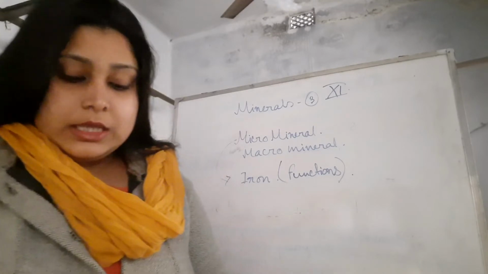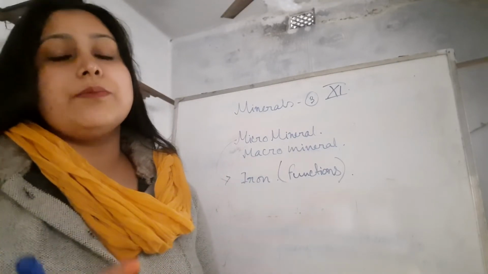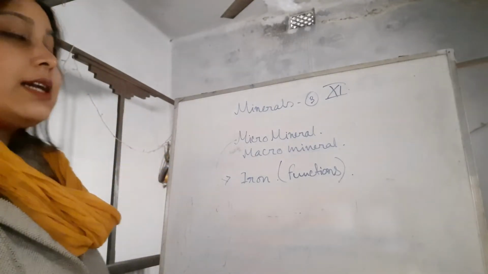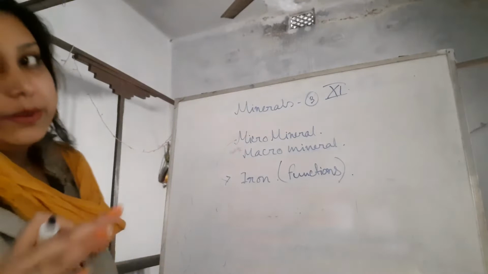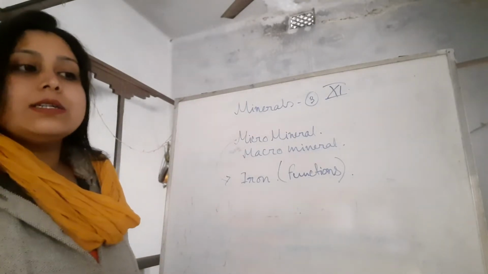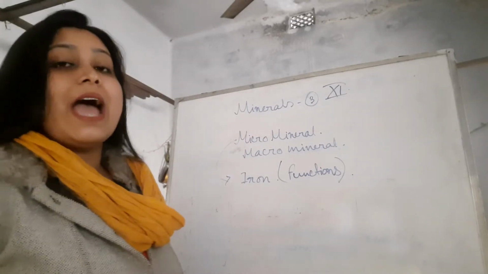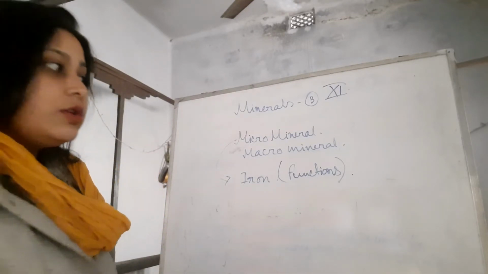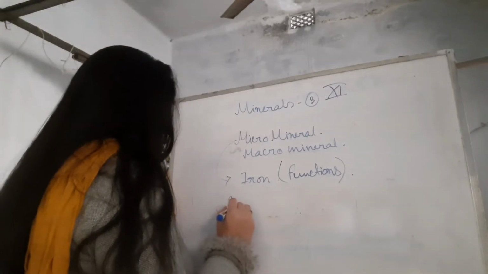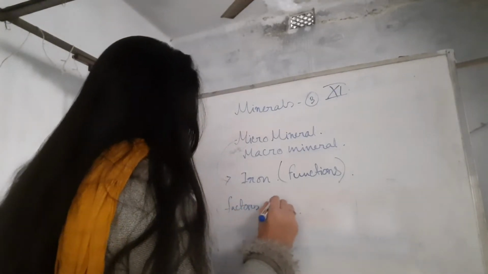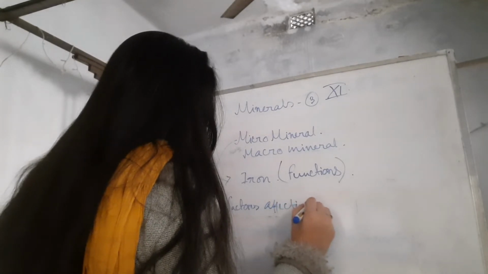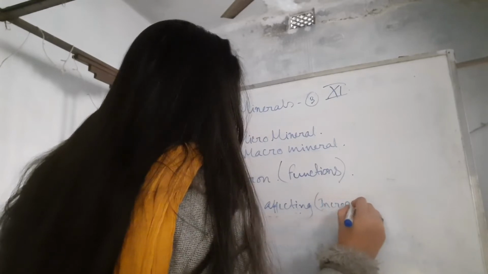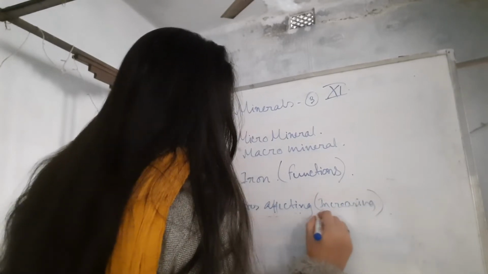So in this video, we have to discuss something that can control iron absorption, the controlling factors or factors affecting iron absorption. These factors can be of two types. One type is enhancing the absorption and one type is inhibiting the absorption, means increasing and decreasing.